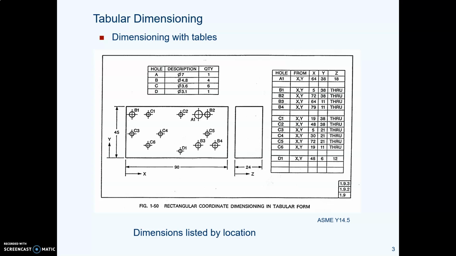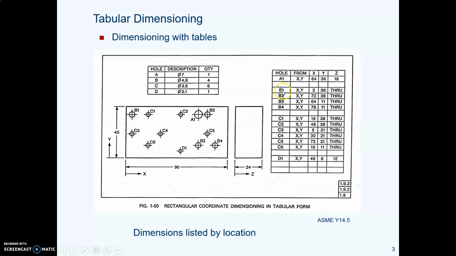And what they are showing us here is how if you have some part that is just loaded with all kinds of holes, you might find it simpler just to say, I've got a baseline in the X direction. I've got a baseline in the Y direction. And if you want to know where a hole is, you can look up the X and Y locations in this table. So here's, for example, in the upper left corner, here's hole B1.